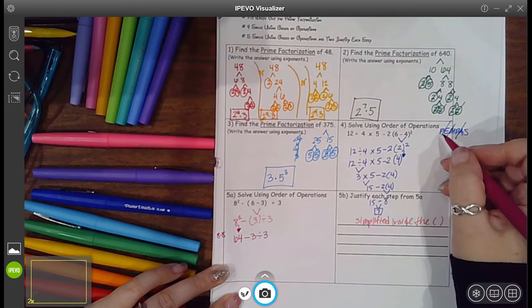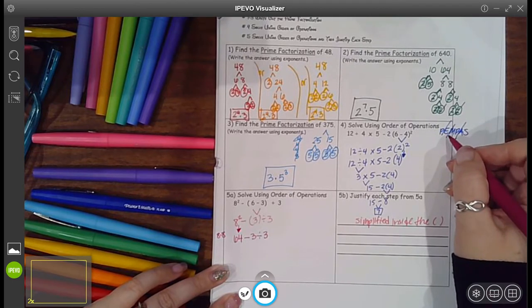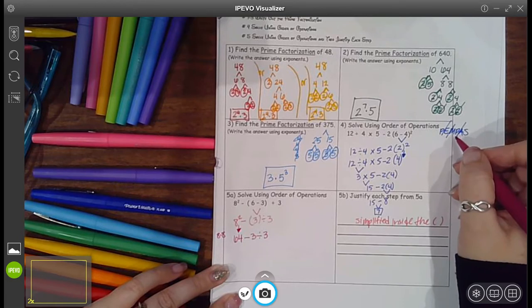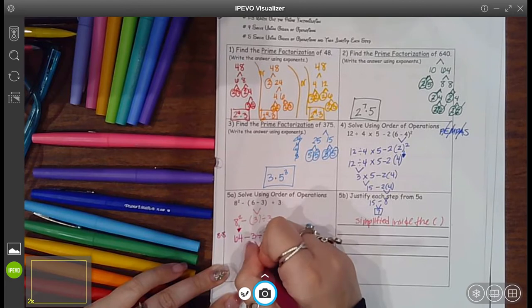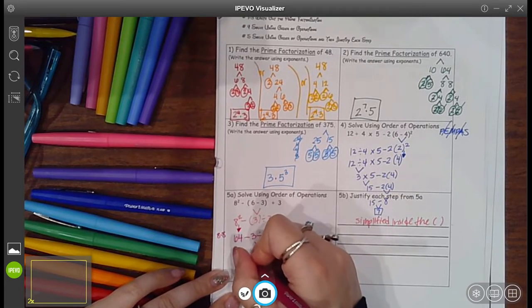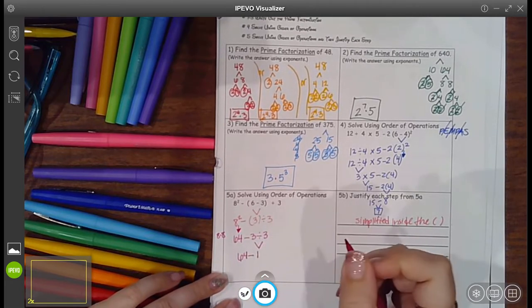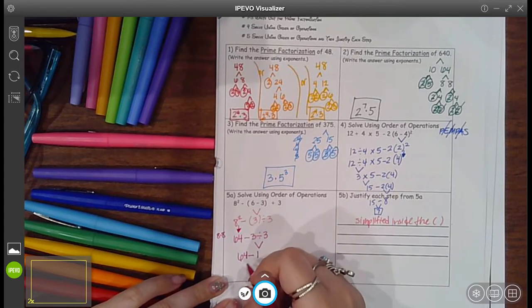All right, so parentheses are down to a singular number. No more exponents. Multiplication or division? Yep, right here. 3 divided by 3 is 1. Bring down the minus sign. Bring down that 64. And then the only thing we have left to do is 64 minus 1 is 63.